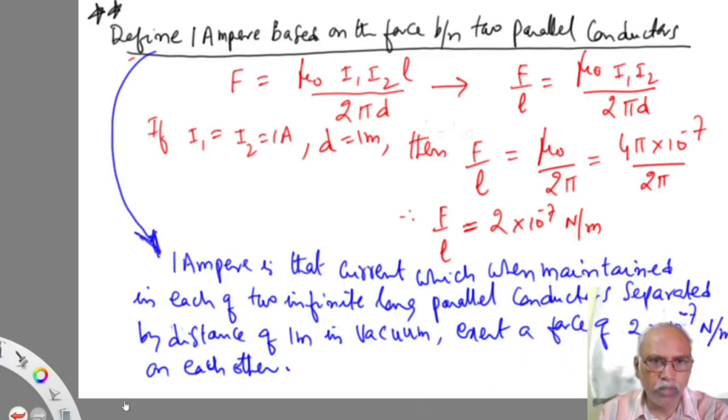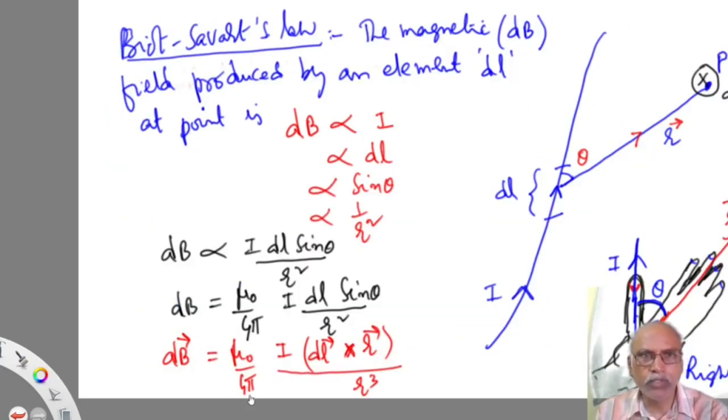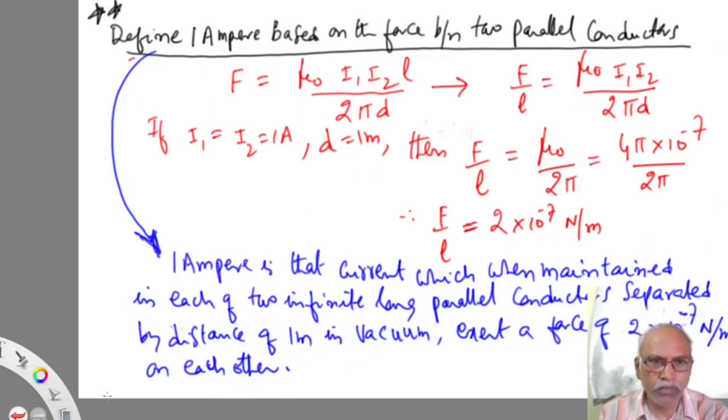Next, based on this force per unit length, we define 1 ampere of current. This is also an important definition. Define 1 ampere of current based on the force between two parallel conductors. Force per unit length is 2 into 10 power minus 7 Newton per meter. So 1 ampere is that current which, when maintained in two parallel infinite long conductors separated by a distance of 1 meter in vacuum, exerts a force of 2 into 10 power minus 7 Newton per meter on each other.